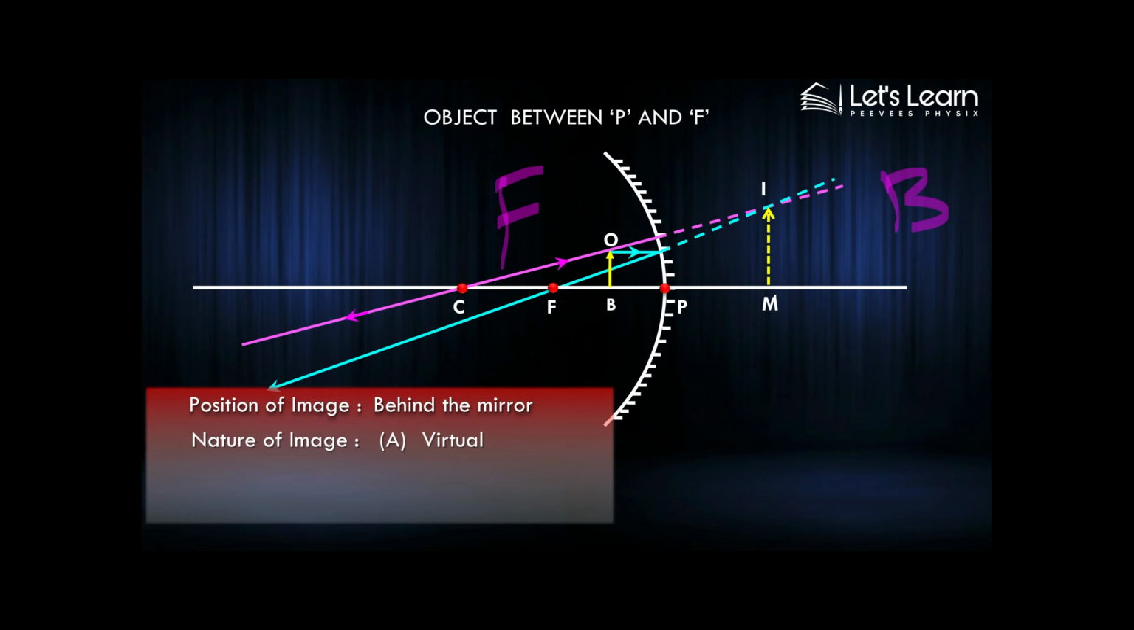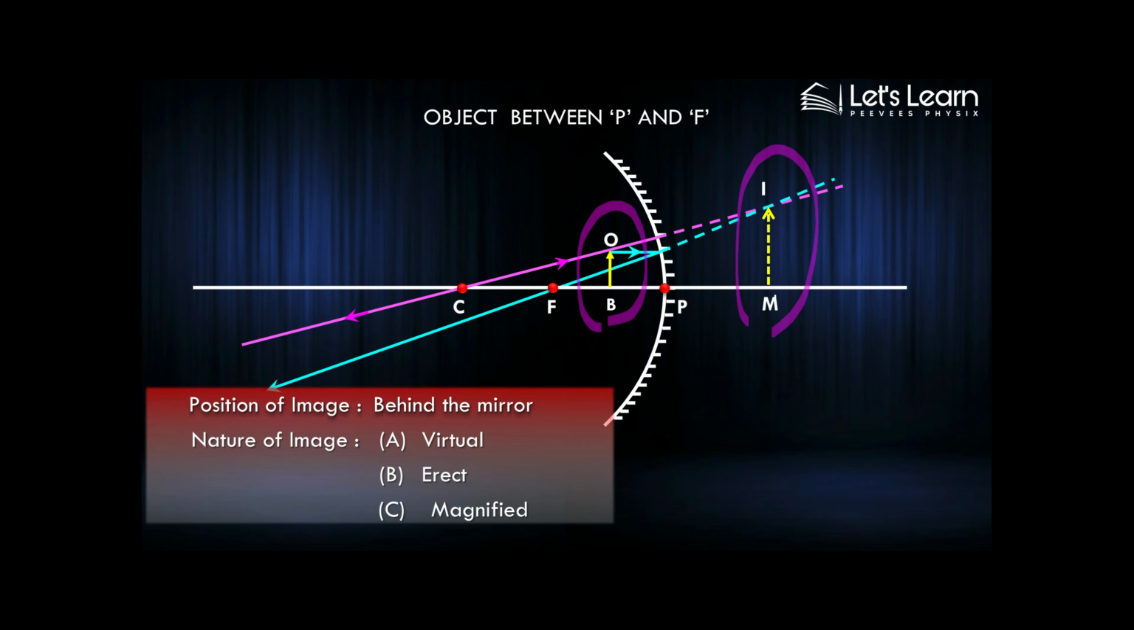Nature, is it real? Do the rays really meet after reflection? No. So it's a virtual image. You can see the arrowhead is pointing up. So it's an erect image and you can see it is magnified. Remember, if you keep the object in front of the concave mirror, you get an erect magnified image just behind the mirror. This is the principle behind a shaving mirror. You can see the magnified image behind the mirror.